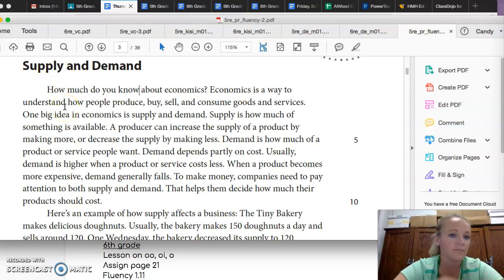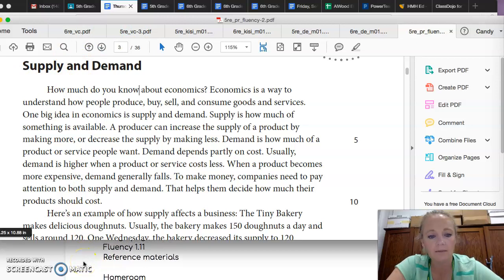Supply and demand. How much do you know about economics? Economics is a way to understand how people produce, buy, sell, and consume goods and services. One big idea in economics is supply and demand. Supply is how much of something is available. A producer can increase the supply of a product by making more, or decrease the supply by making less. Demand is how much of a product or service people want. Demand depends partly on cost. Usually, demand is higher when a product or service costs less. When a product becomes more expensive, demand generally falls. To make money, companies need to pay attention to both supply and demand. That helps them decide how much their products should cost.